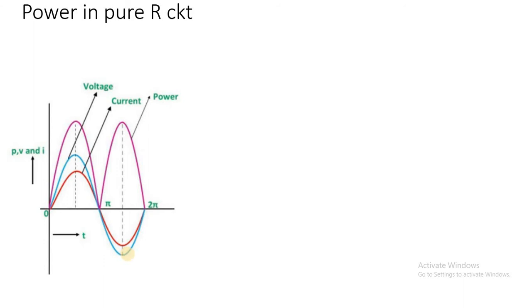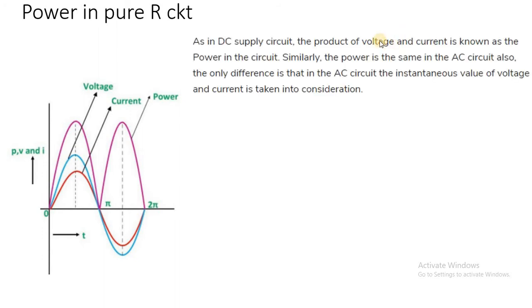Both voltage and current instantaneous values are negative, but the power curve is positive, because multiplication of two negative terms is always positive. So even though both waveforms from pi to 2 pi are negative, the power curve is positive. This concept we are going to use to derive the equation of power.